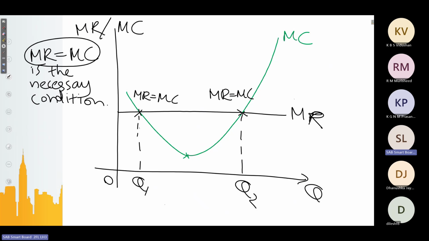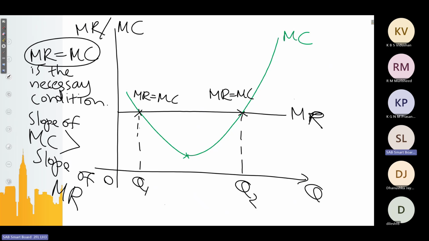To decide that, we have to look at the second condition. What is the second condition? Slope of MC should be greater than slope of MR. Where is the second condition satisfied, at the Q1 level or at the Q2 level? Look at here. What happens to the slope of MC? It's negative. Slope of MC is negative here.